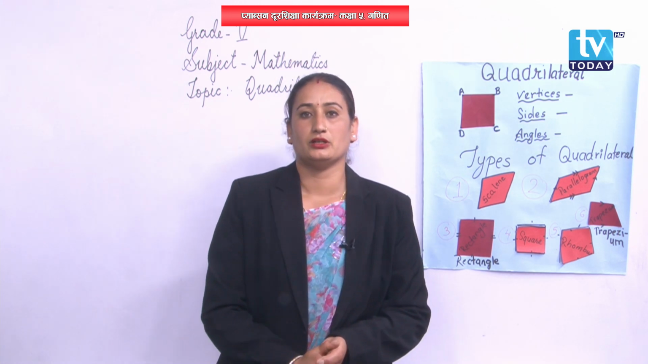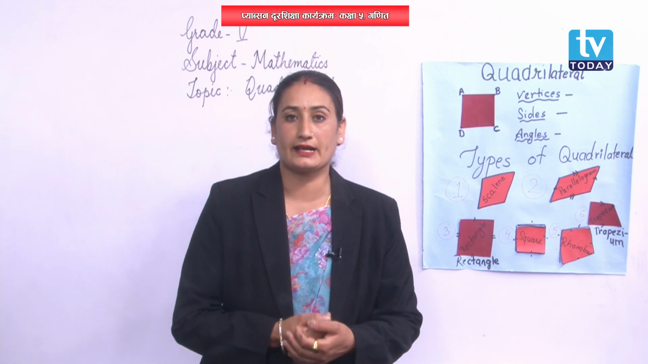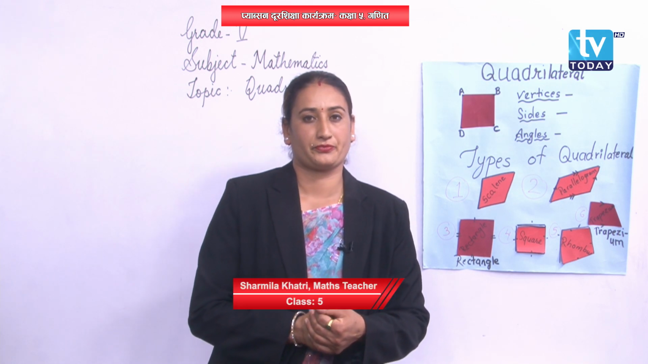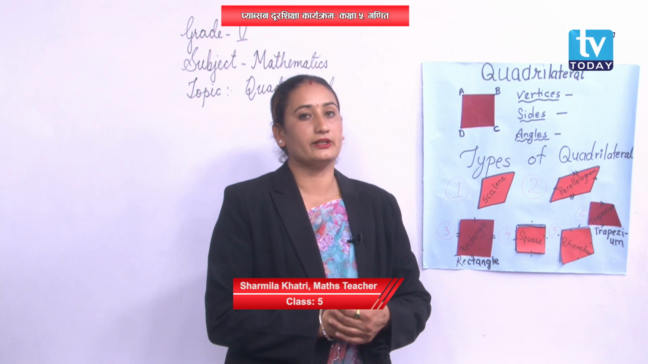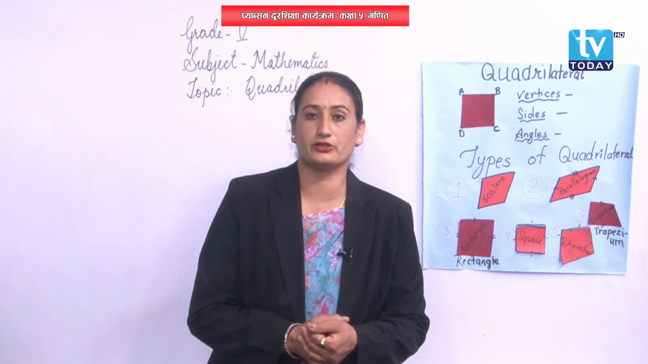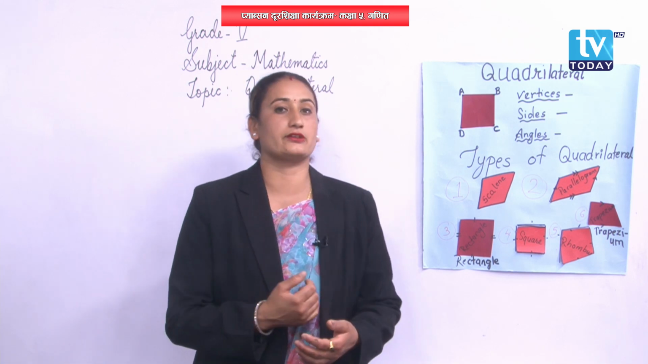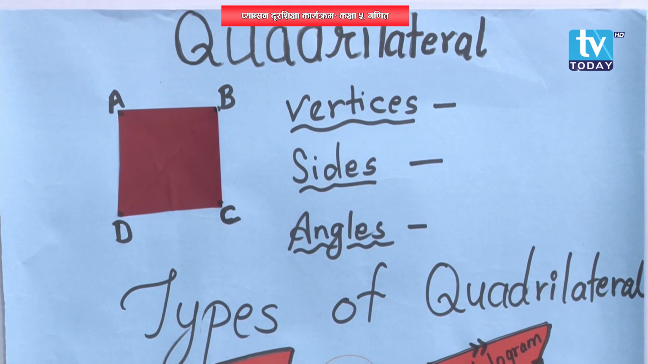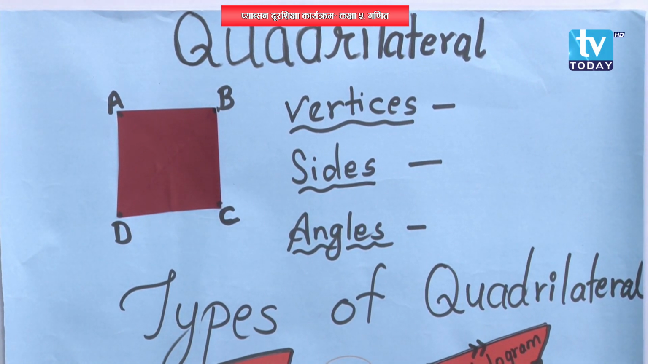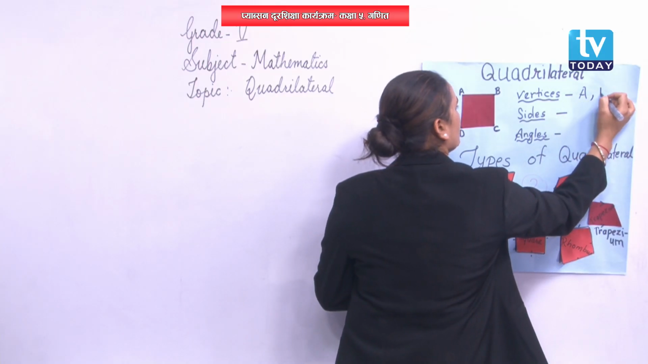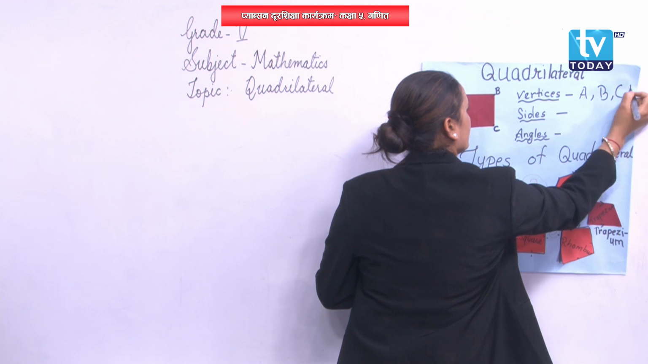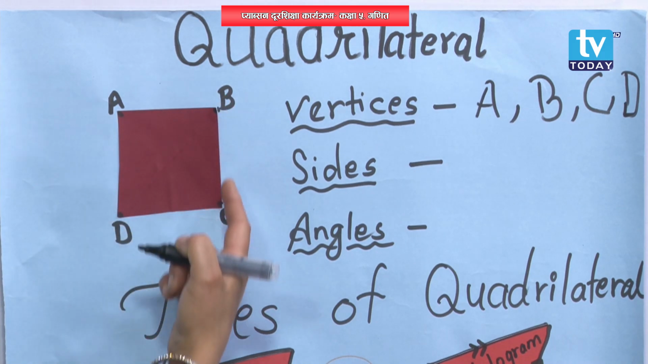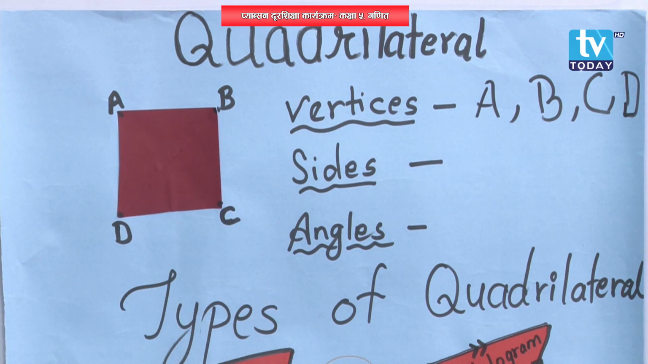So there are 4 lines bounded with each other at 4 vertices, and there are altogether 4 angles. So you have to know which are the vertices, which are the sides, and which are the angles. Let's write over here. Vertices we can easily write as A, B, C, D. So here are the points. You can write it by yourself: A, B, C, D. These are the vertices.